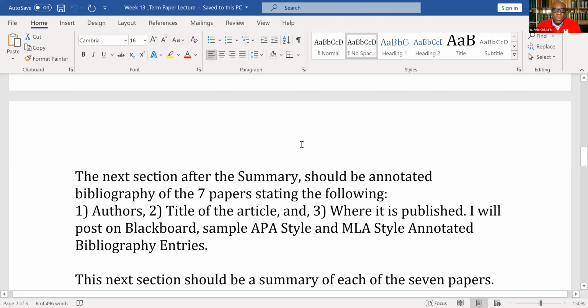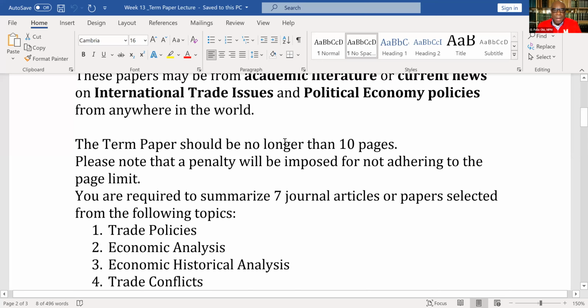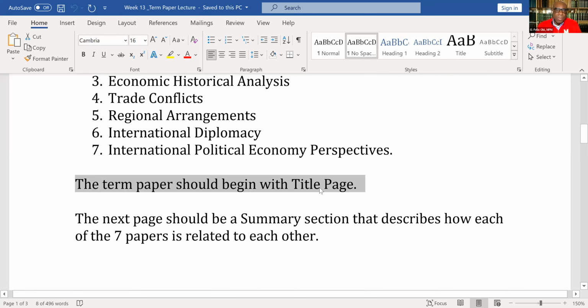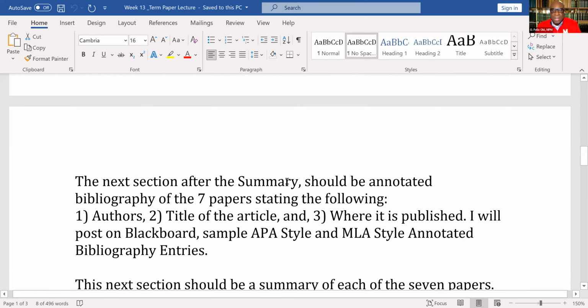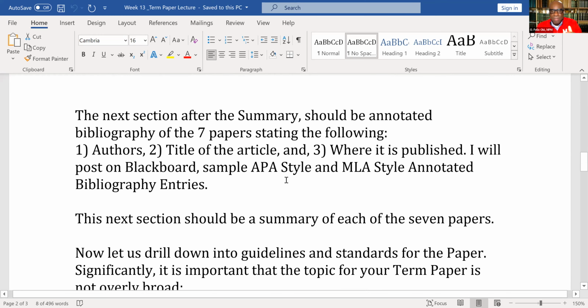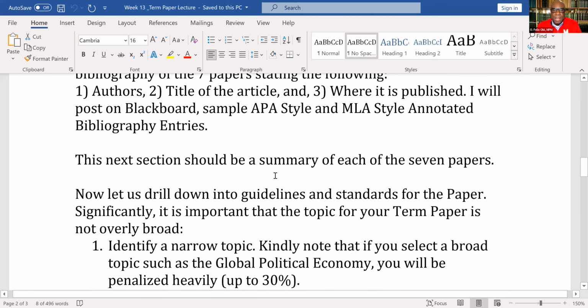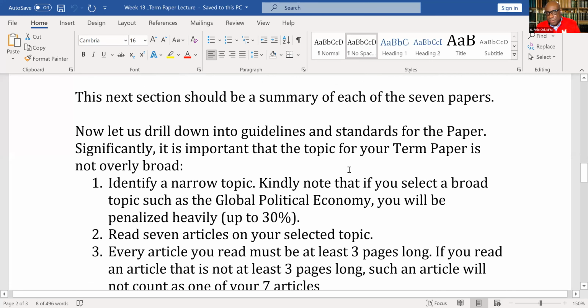Just to recap, so we don't lose track, the paper should start with a title page. The second page should be a summary section. I would keep that summary section to no more than one page, honestly, of how the seven articles you pick, the title of the seven articles, and how they are connected to each other. Then the third page would be the annotated bibliography. There'll be seven annotated bibliography entries because you're picking seven articles. Then the section after that will be a summary of each of the seven papers.